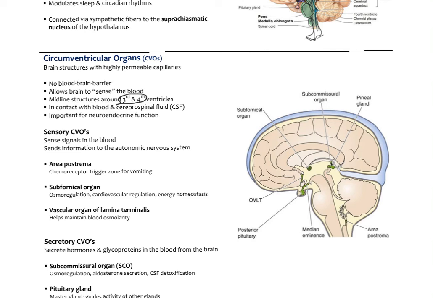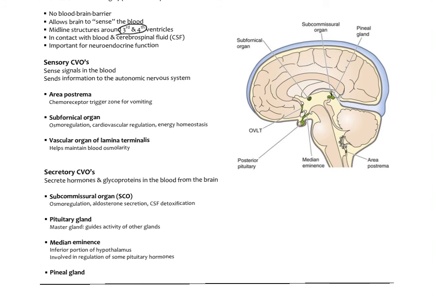And we can divide them into sensory CVOs or secretory CVOs. So sensory CVOs sense signals in the blood, and then they send information to the autonomic, the sympathetic and parasympathetic nervous systems. So one of them is called the area postrema, and that's really the region we talked about here in the medulla, which is right up against the cerebral spinal fluid in the fourth ventricle, and it is triggered by different changes in the CSF, and so that will trigger vomiting if those changes occur.